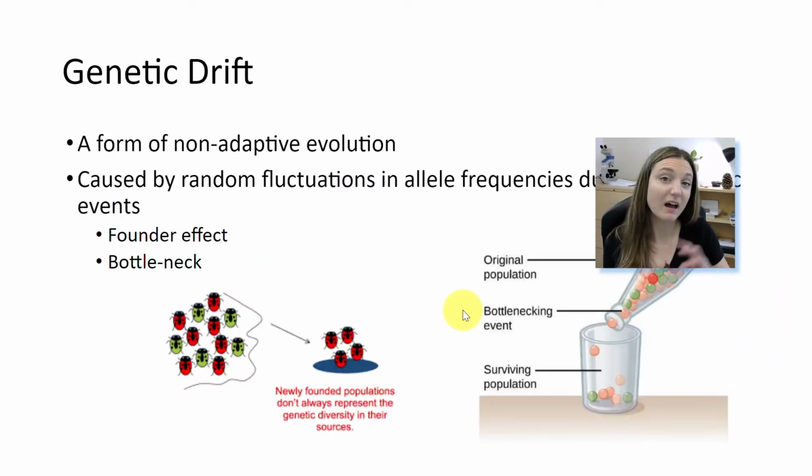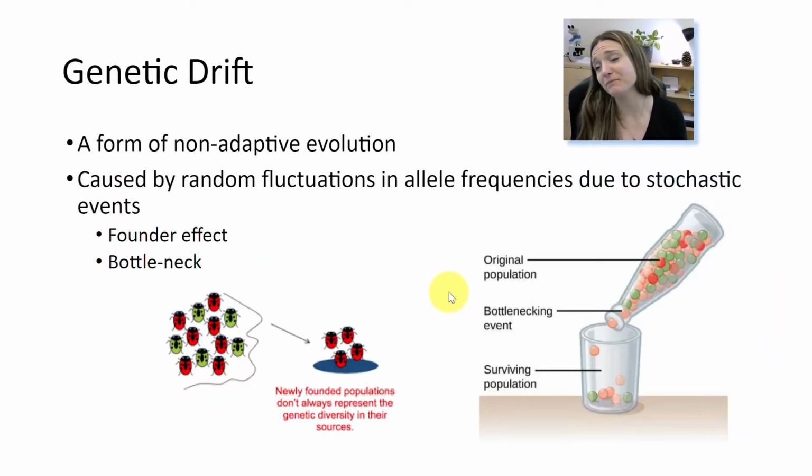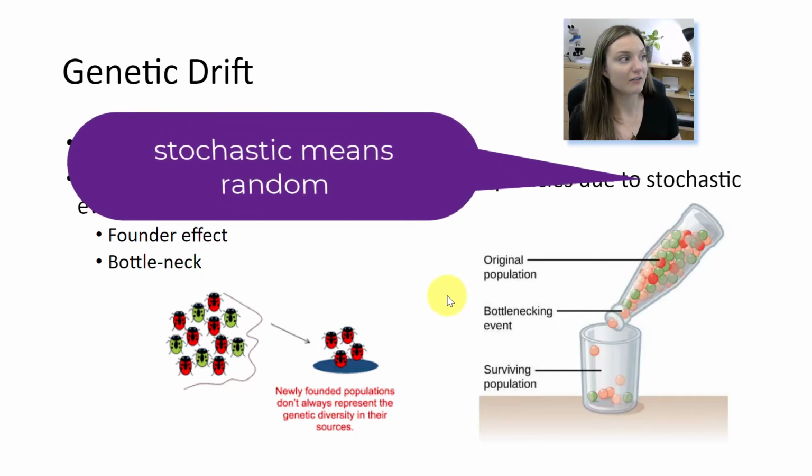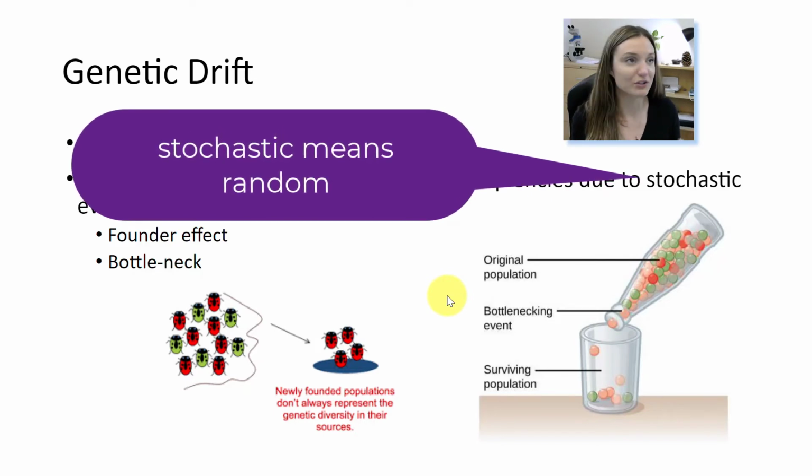Another form of non-adaptive evolution, or evolution that does not require natural selection in order for it to occur, is the idea of genetic drift, that just due to random chance, some alleles might become more frequent than others. Just randomly, let's say, maybe in one generation, all of the eggs that have a dominant allele just happen to be fertilized by all of the sperm that had the dominant allele.